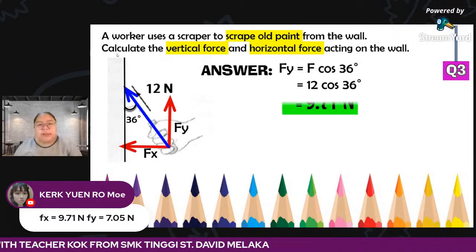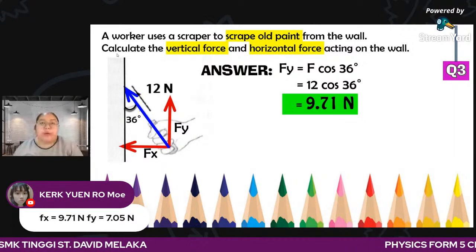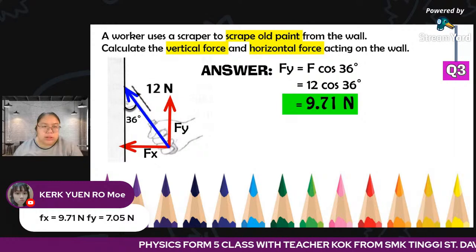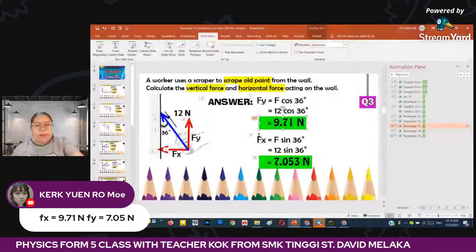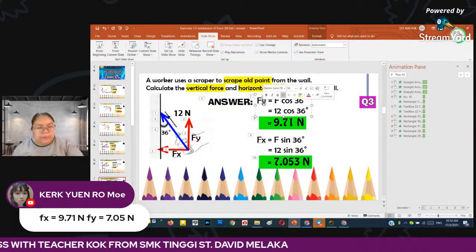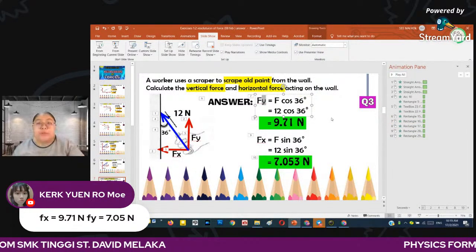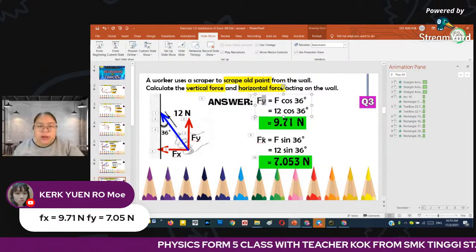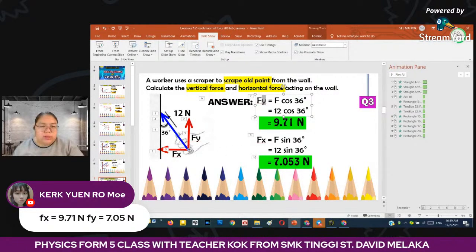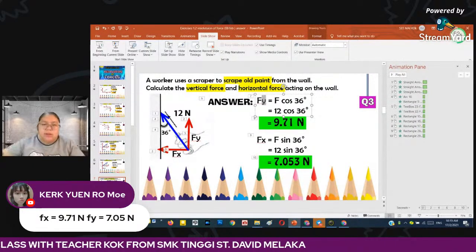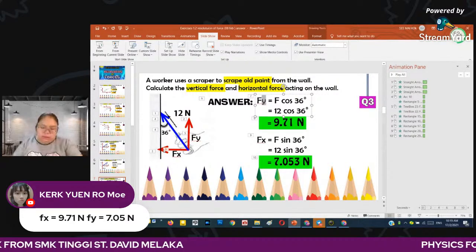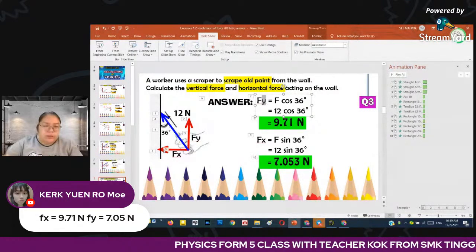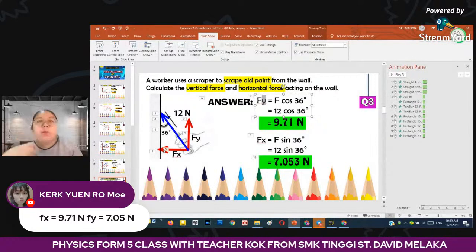So I show back my answer. 9.71 Newton for the Fy. For Fy or Fx? Fy we using cos. So I change back. Fy using cos, is it? Okay, Fy is 9.7. Fx is a sine. Okay, this one is my Fx using the sine. 12 sine 36, so 7.05. There's the Fx. So there's the Fy. Okay, is it Fy 9.71?